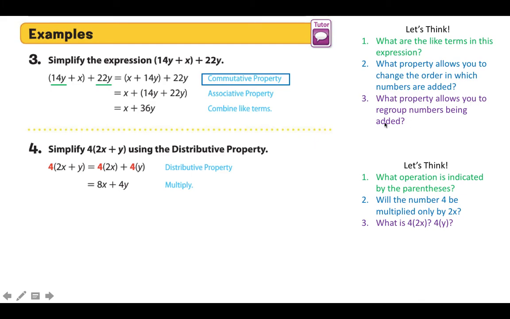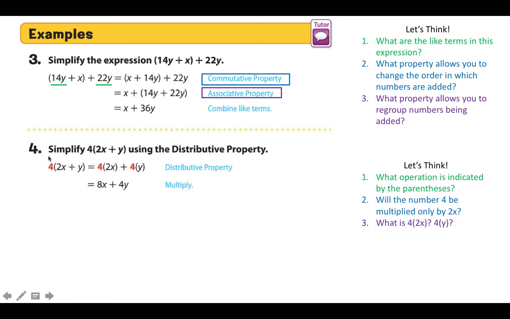What property allows you to regroup numbers being added? That's the associative property. So now that 14y and 22y are next to each other, we can regroup them to combine those like terms. When we combine 14y and 22y, we get 36y. But notice we also have this x hanging out on the side. It's not a like term with 36y, so it just stays x plus 36y.